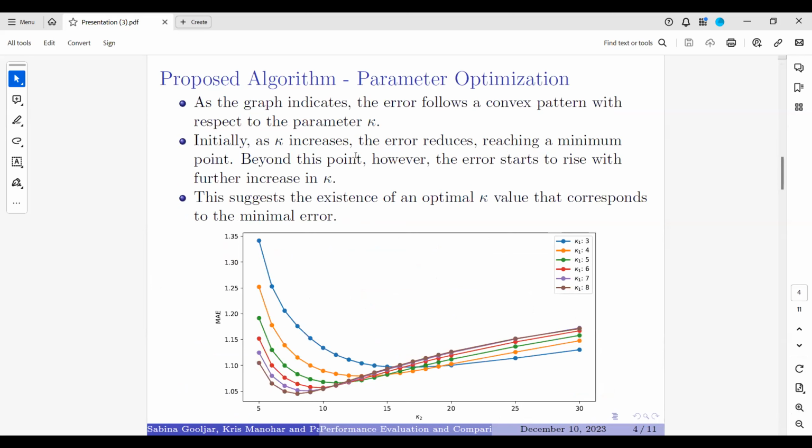We also noticed, as we can see in the graph, that it follows a convex pattern. Initially, as kappa increases, the error is reduced, and we reach a minimum point, and then the error starts to rise again. So we could find an optimal kappa value that corresponds with a minimal error.